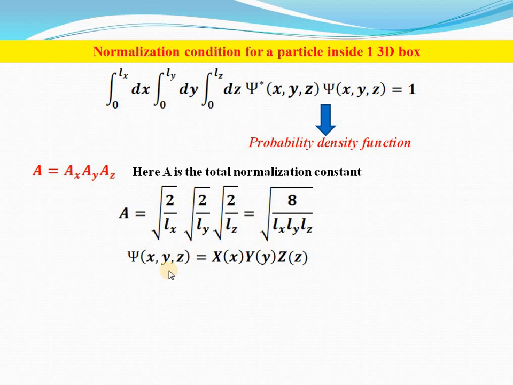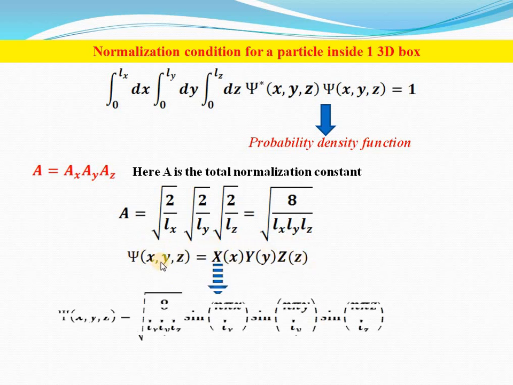So if we write this wave function psi, which is a function of x, y, z, for a particle inside a 3D box, as three separate wave functions along the x, y, z directions, then we can express this wave function like this. We know the equation for the wave function along the x direction, y direction and z direction. So we will get the total wave function by simply multiplying these three wave functions, and the equation of the total wave function will be like this.